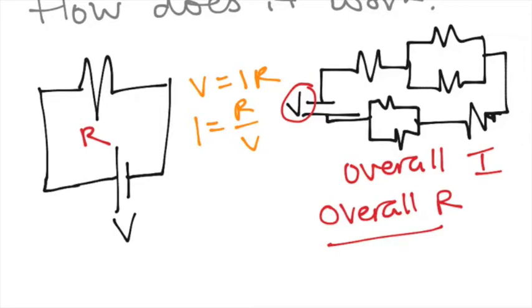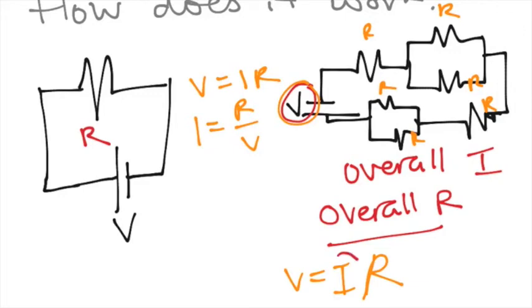Or, what's a more common situation, is they'll give you all the different resistances, and you'll have to calculate the equivalent resistance, which is something I go over in a separate video, and you're given the voltage. So if you're given all the resistances and the voltage, you can calculate the equivalent resistance, you know the voltage, and then you can use V equals I times R to calculate the overall current.